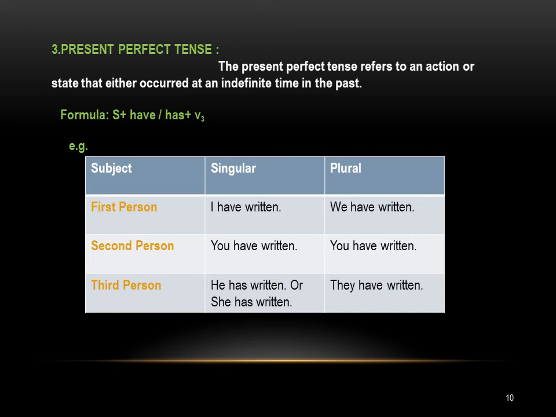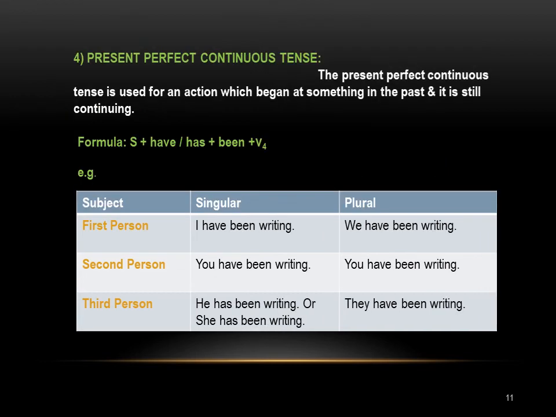Okay, next. Fourth, present perfect continuous tense. The present perfect continuous tense is used for an action which began at some time in the past and is still continuing. I will repeat it again. The present perfect continuous tense is used for an action which began at some time in the past and is still continuing.